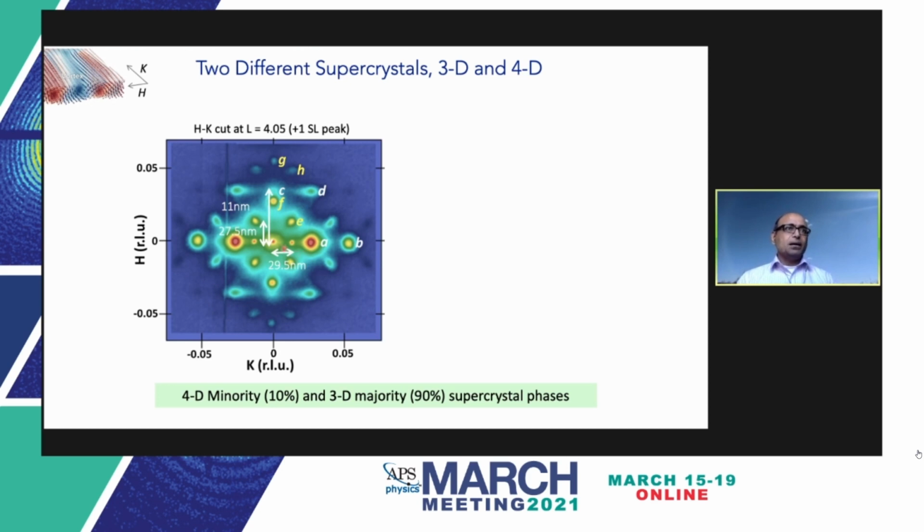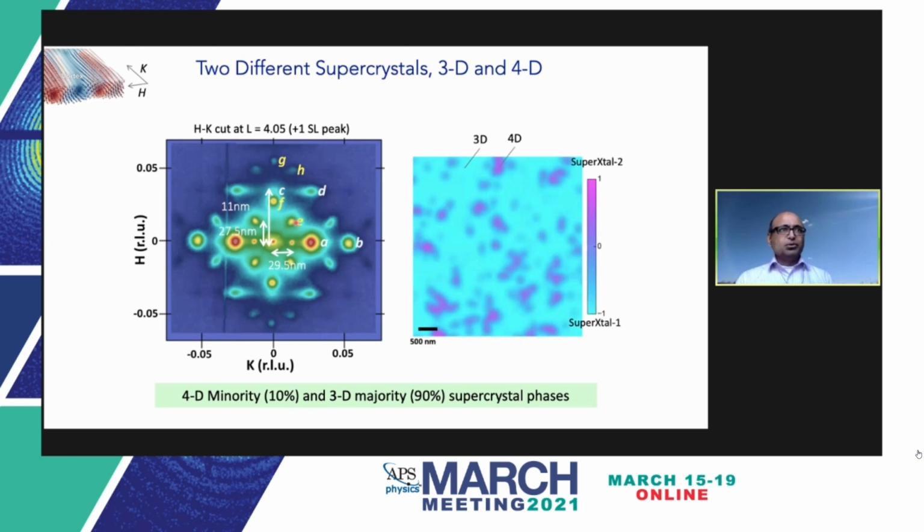This is parallel. And you can see there's even an interplay between the newly developed periods, because this and this period interact to give you this one and so on. And if you use some of these peaks and do X-ray imaging, you see there is a majority phase, we call it 3D supercrystal. And there's also a minority phase, which we call 4D. And the fourth dimension really is one particular dimension where you have two periods. Okay? So I'm going to focus really on this 3D period for the rest of this talk.